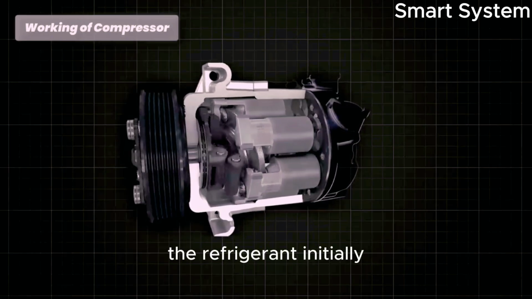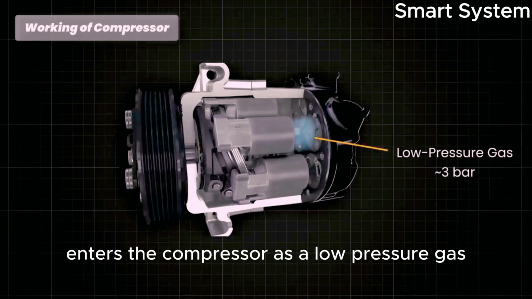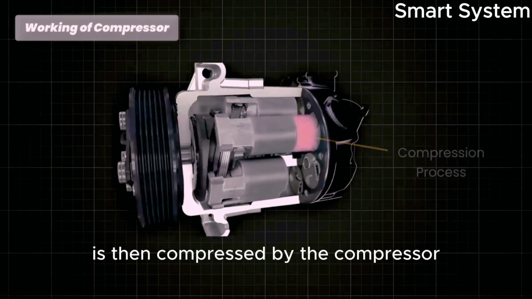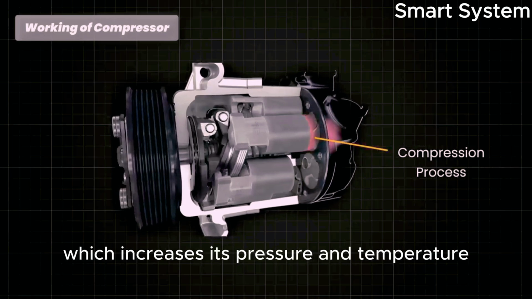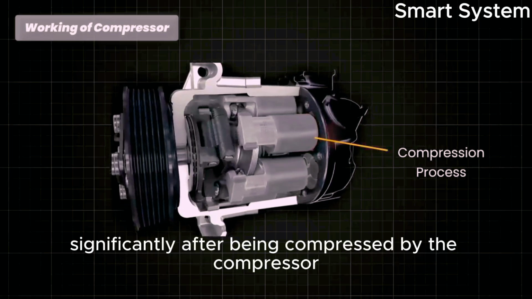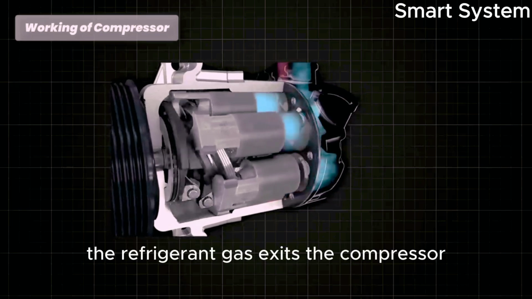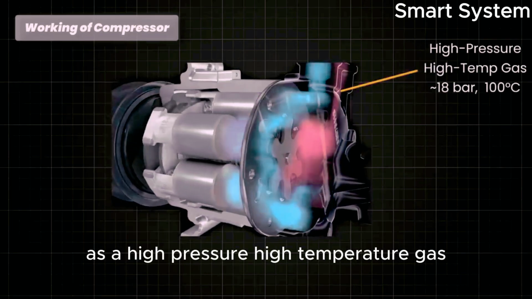The refrigerant initially enters the compressor as a low-pressure gas. This gaseous refrigerant is then compressed by the compressor, which increases its pressure and temperature significantly. After being compressed by the compressor, the refrigerant gas exits the compressor as a high-pressure, high-temperature gas.